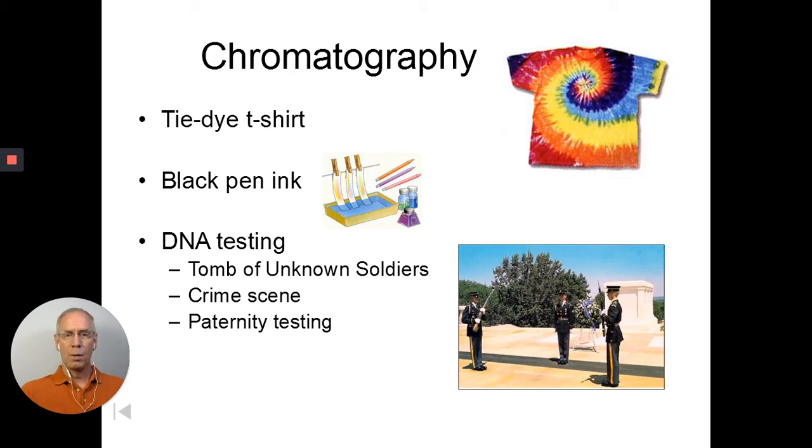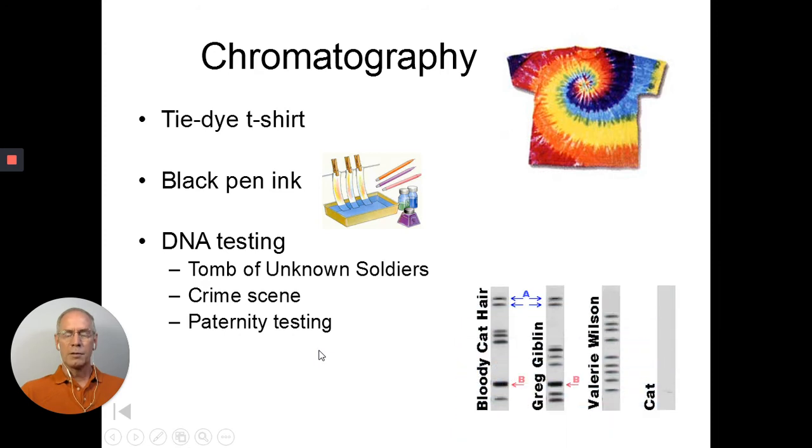So let's talk about how this might work. Let's pretend that I don't like cats, all right? And let's pretend that there's a crime scene where we find a murdered cat. Ooh. Now, it wasn't me. I'm not even a suspect. But we do some DNA testing where we take the bloody cat hair and we run what's called a gel electrophoresis on that. And we have two different suspects, Greg Giblin and Valerie Wilson.